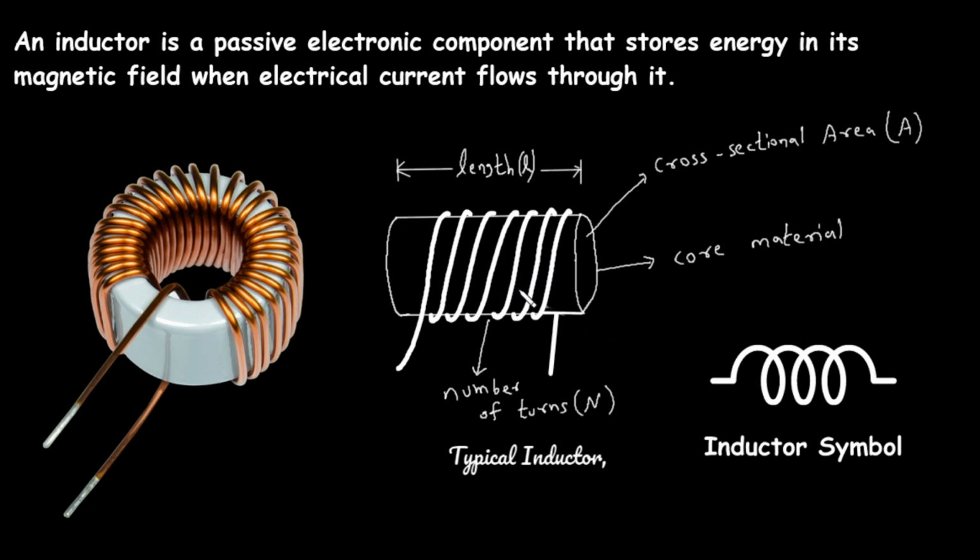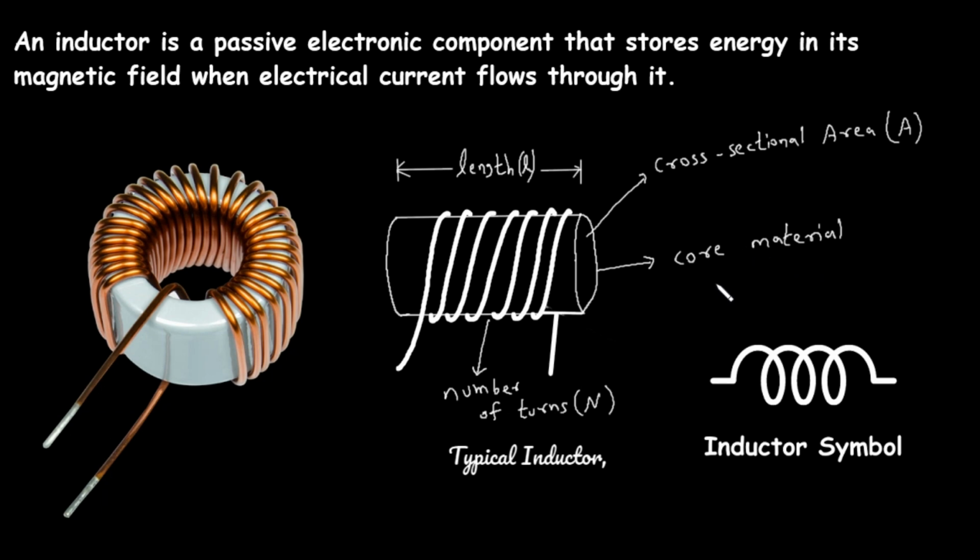Several key factors define an inductor. The number of turns, and this is simply how many times the wire is wrapped around. The length, L, the length of the coil itself. The cross-sectional area, this is the area of the circle at the end of the coil. And the core material, this is the substance inside the coil. It could be air, or a material like iron or ferrite, which can dramatically increase the inductor's effectiveness. All these factors together determine the strength of the inductor.